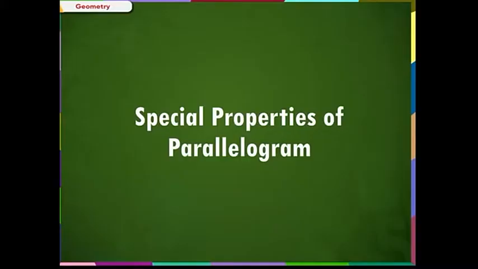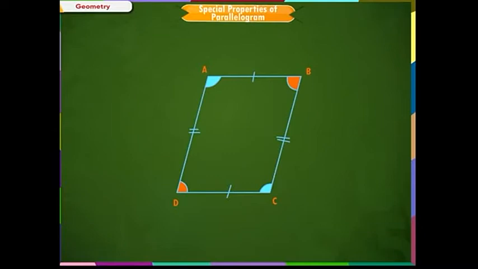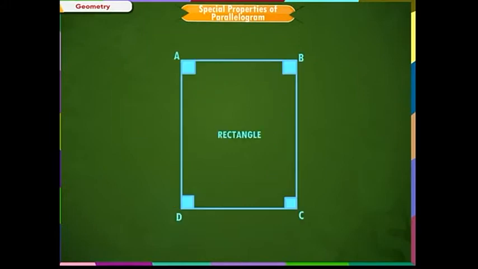Today, we are going to discuss the topic some special parallelograms. Special properties of parallelogram. Remember that a parallelogram has four sides consisting of two pairs that are parallel to each other. A parallelogram may be equiangular, that is, four identical angles, and the shape is called as rectangle.